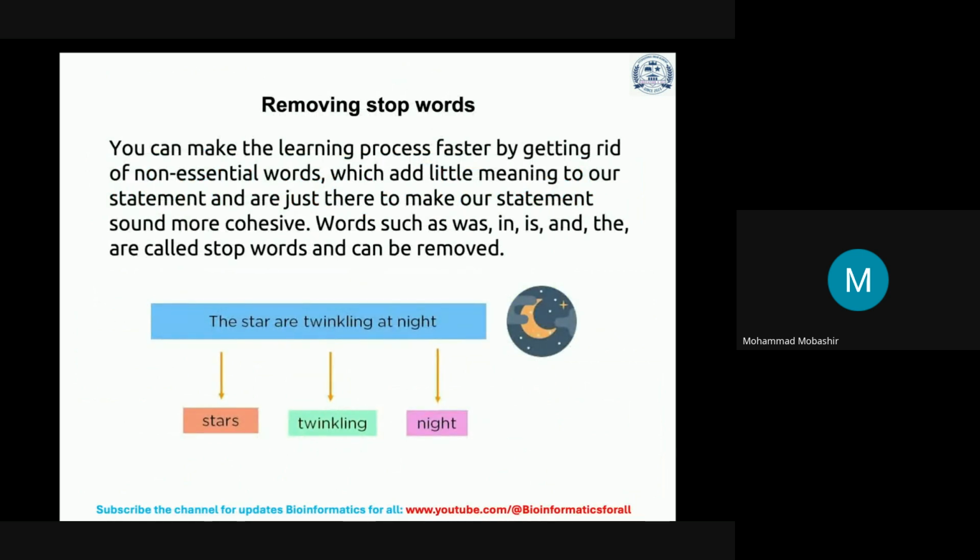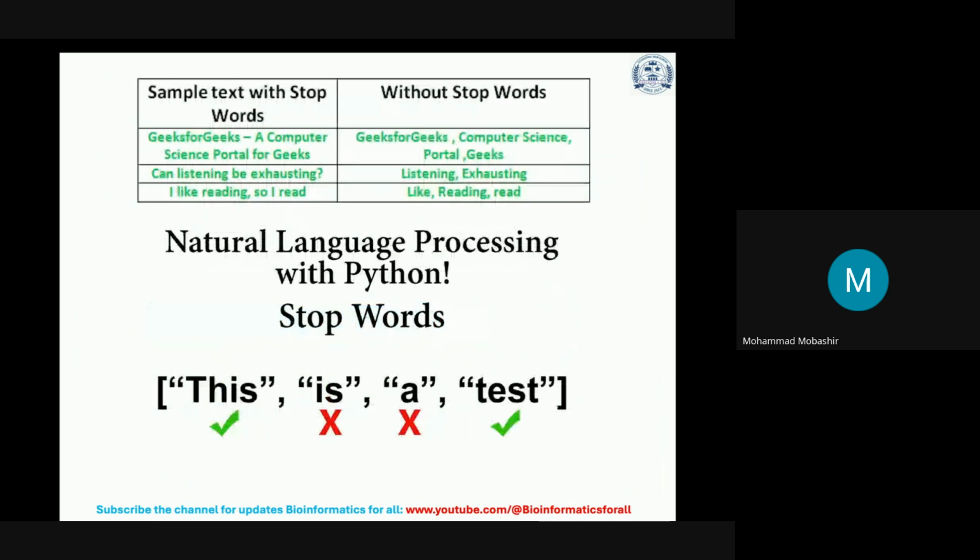Now, removing stop words. You can make the learning process faster by getting rid of non-essential words, which add little meaning to our statement and are just there to make it sound more cohesive. Words such as was, in, is, and the are called stop words and can be removed. So in the sentence the stars are twinkling at night, after removing the stop words there are three tokens here: stars, twinkling, night.